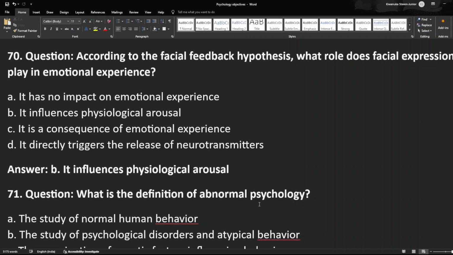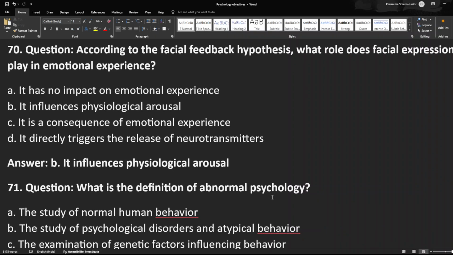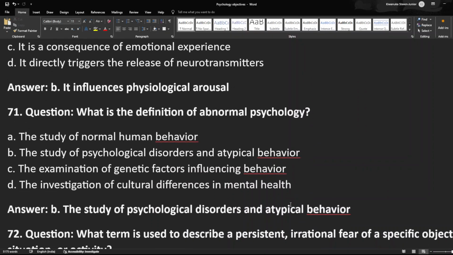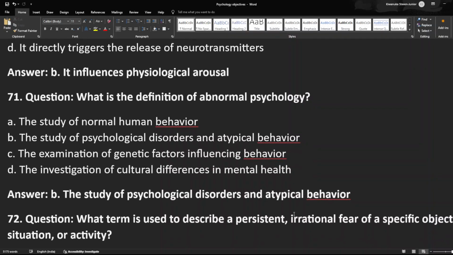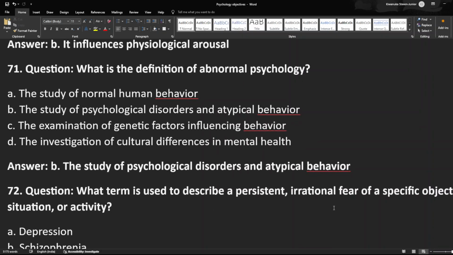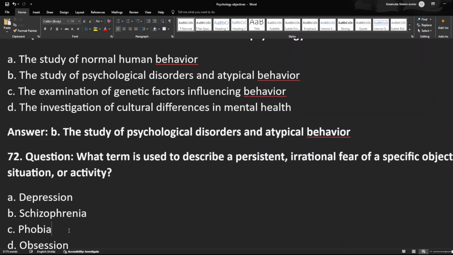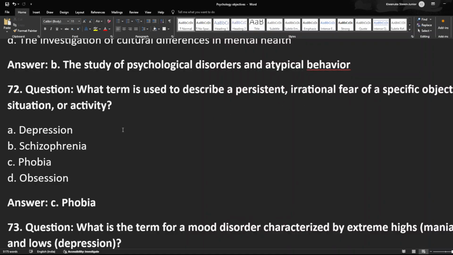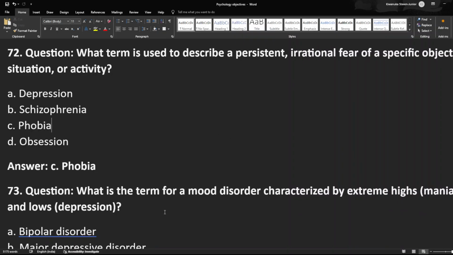What is the definition of abnormal psychology? Abnormal psychology is the study of psychological disorders and untypical behavior, those which are rare behavior. What term is used to describe the persistent irrational fear of a specific object, situation, or activity? This one is known by most of you: when you say I have a phobia for something, that means I fear it. Some people have a phobia for water, some for cars, some for swimming, different stuff.